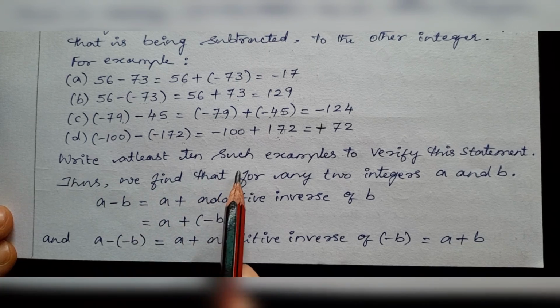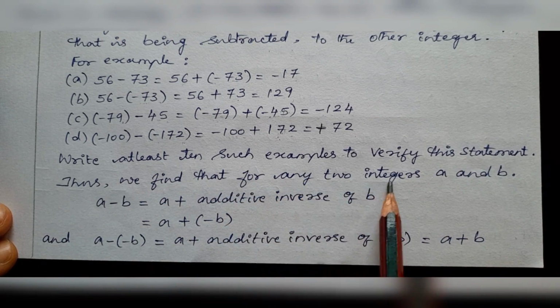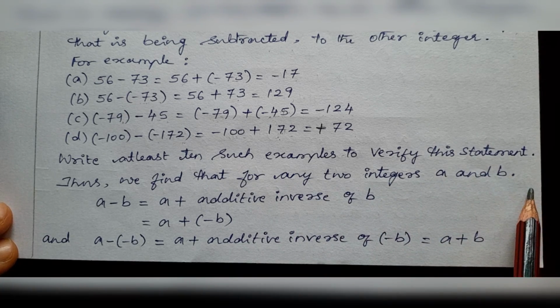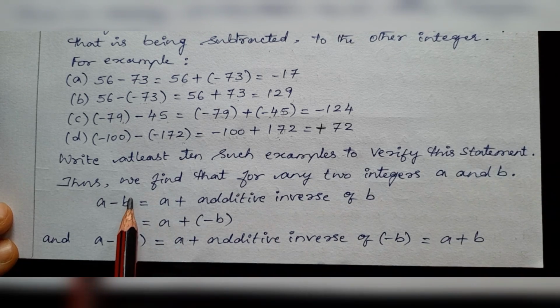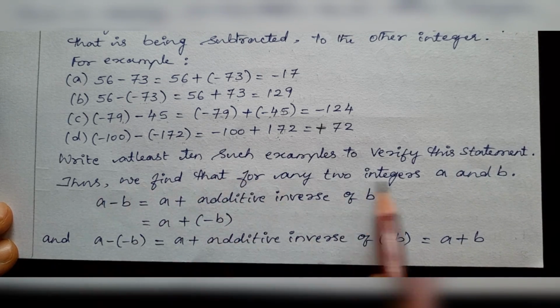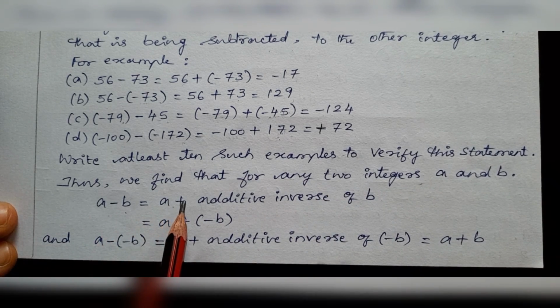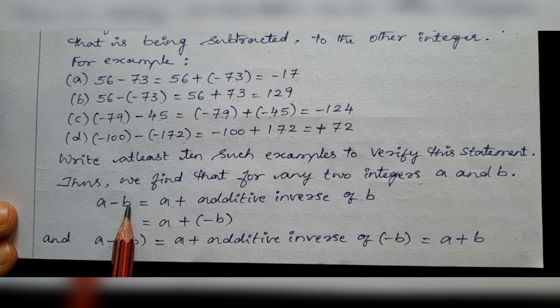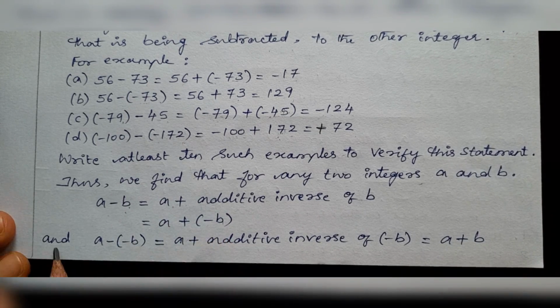Next, write at least 10 such examples to verify this statement. Thus we find that for any two integers a and b, you have to write 10 examples like this. Next, the conclusion we find is: A minus B is A plus the additive inverse of B. Additive inverse of B is minus B. And A minus of minus B, A plus additive inverse of minus B, is plus B.